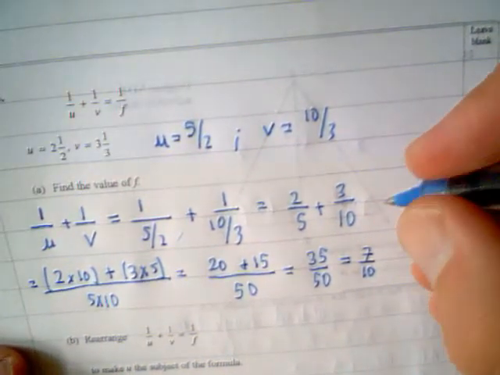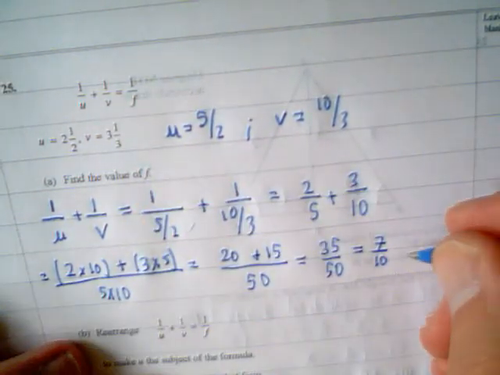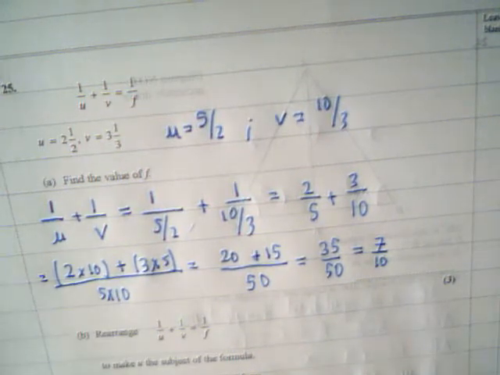So we know that, if I do a little star here, hang on. So we have that 1 over u plus 1 over v equals 1 over f. Therefore, we have that 7 over 10 equals 1 over f. Therefore, if we take the inverse of both sides, I mean to the power of minus 1, 7 over 10 becomes f over 1. So this means that f equals 10 over 7.